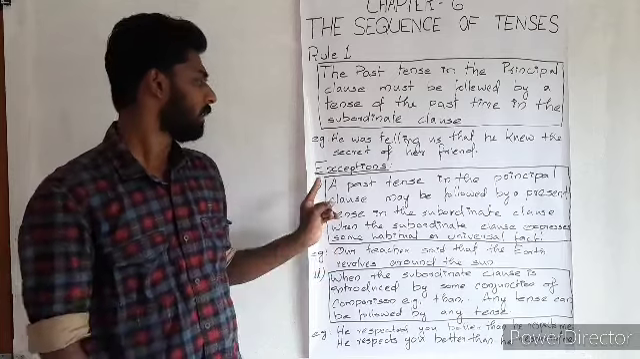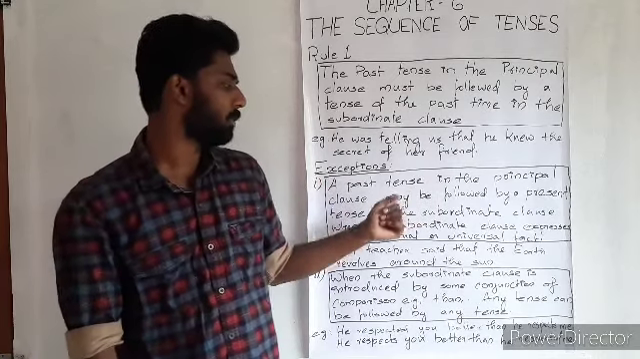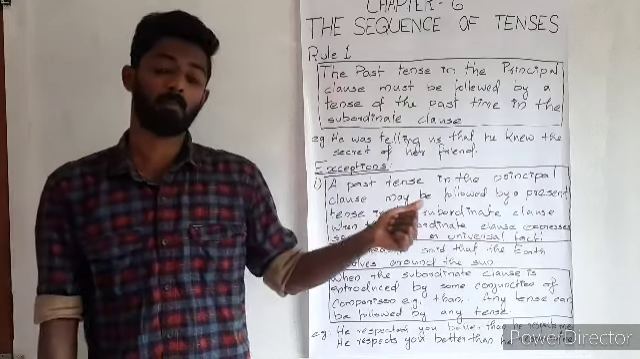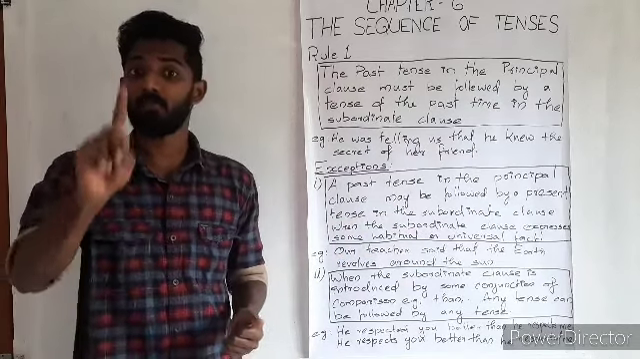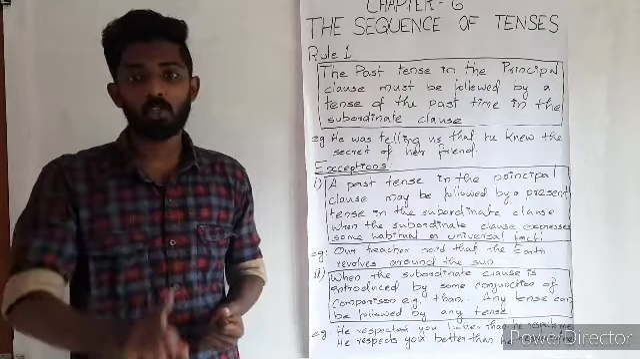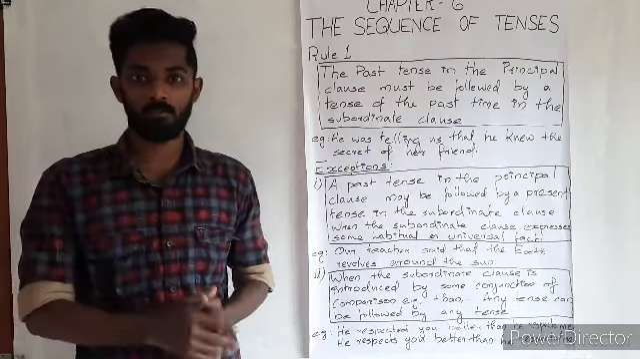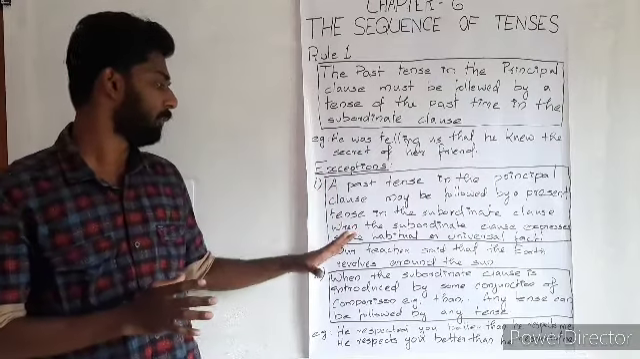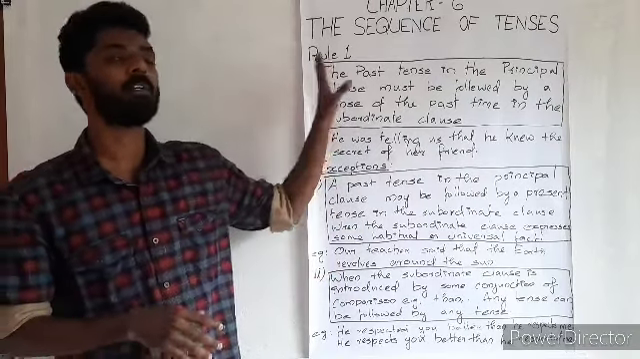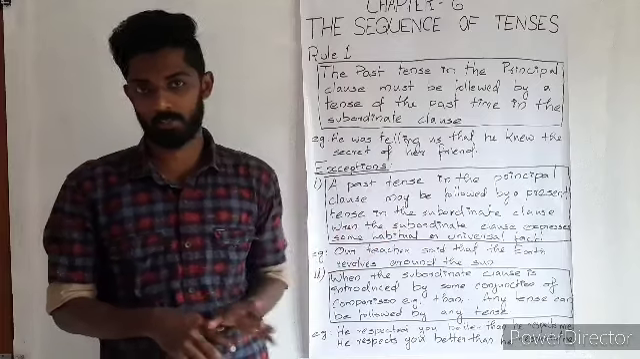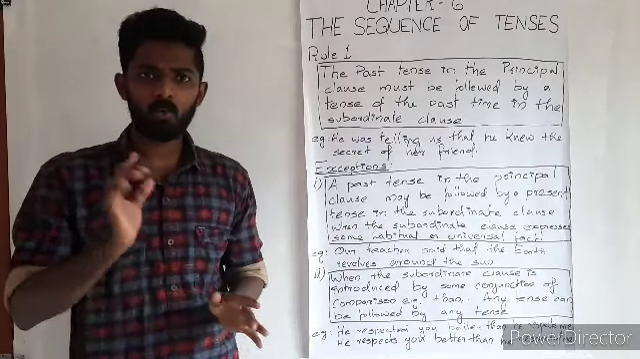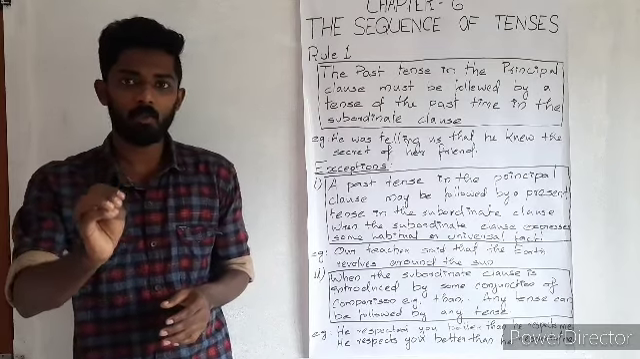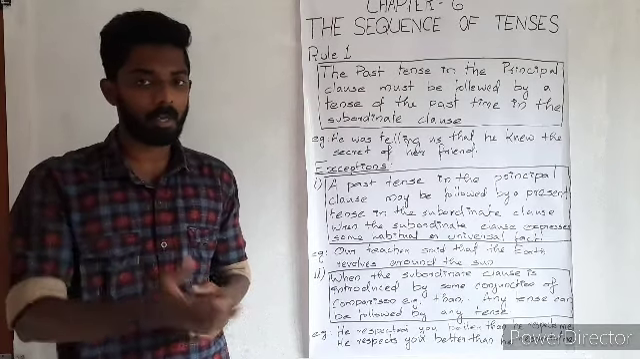In the sense, a past tense in the principal clause may be followed by a present tense in the subordinate clause if it is speaking about a habitual or a universal fact. So this is the first rule which we have to keep in mind when we speak about the sequence of tenses. The second one is all about when the subordinate clause is introduced by some conjunctions of comparison.